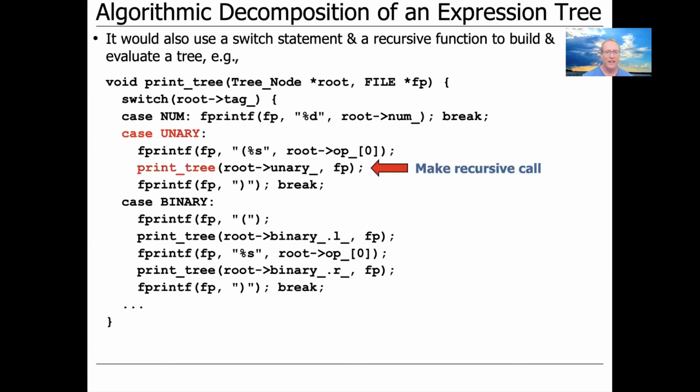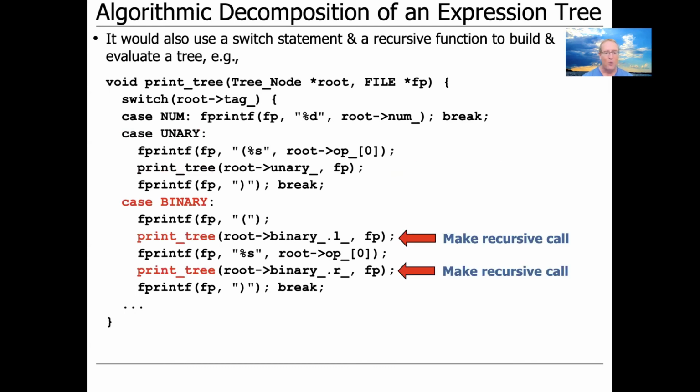using fprintf. If it's a unary tag, then we print an open paren, make a recursive call to go down the unary branch to print out whatever that happens to point to, and then we print the closing right paren. If it's a binary node, we print the opening paren, then we make a recursive call going down the left-hand side of the tree. We then print the operator, and then we recurse down the right-hand side of the tree, and then finally print out the closing right paren. So you can see here that this is a classic recursive traversal of a binary tree, using switch statements and case labels to figure out what to do.